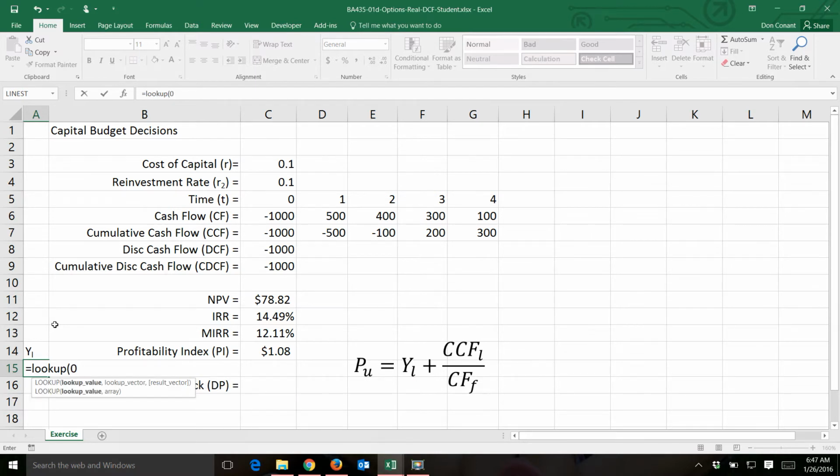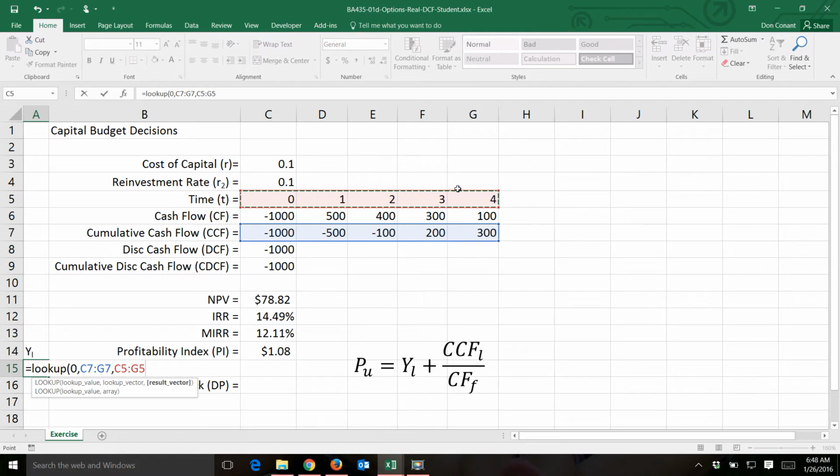0. I want to look for 0 in my cumulative cash flows. I'm going to start with the initial investment, click, and select that entire row. I'll look up that value, 0, and when I find it, I want to go up here and get the year in which that value occurs.